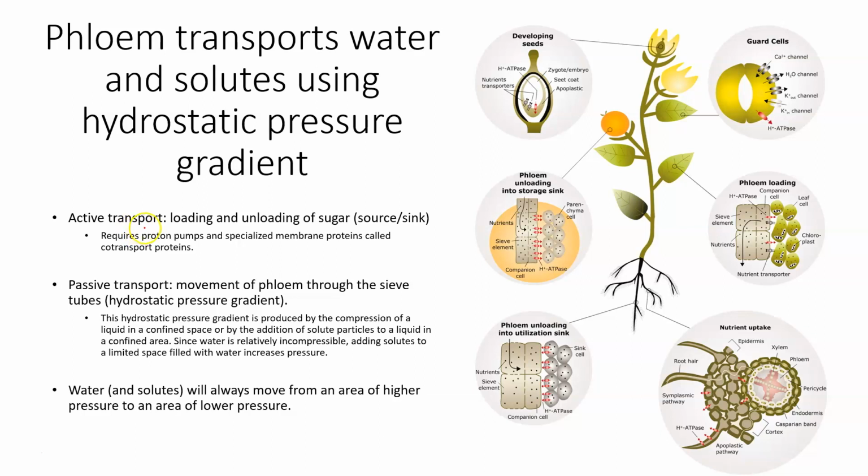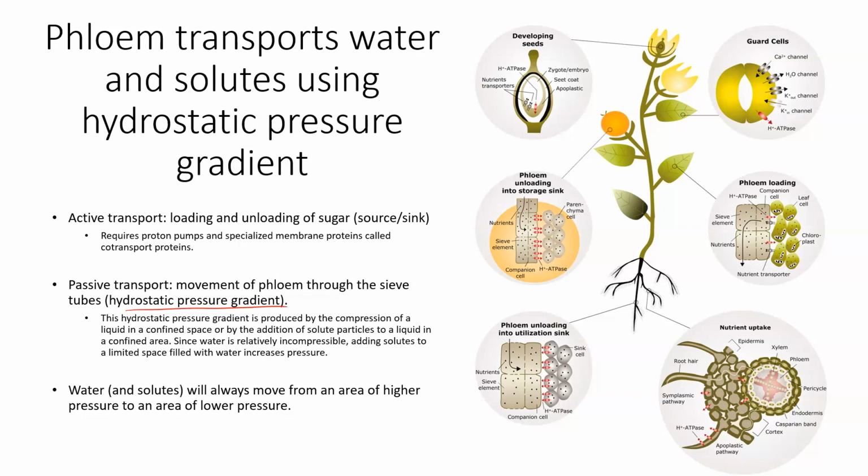So there's active transport, which is loading and unloading of sugars from source to sink. It requires proton pumps and specialized membrane proteins called cotransporters, which can be seen throughout the phloem. Basically, as the leaf produces the photosynthetic products, sugar, it's going to actively pump those sugars into the sieve tubes in order to move them from source to sink. There is also passive transport: the movement of phloem through the sieve tubes, a hydrostatic pressure gradient moving from source to sink passively, does not require active transport, doesn't require ATP.